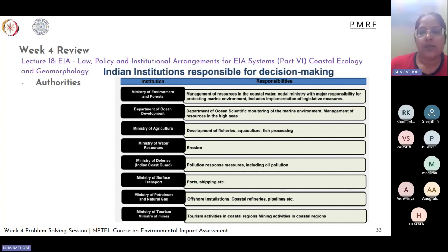These tourism activities and the mining activities in coastal regions again need to be monitored by these respective authorities, and they need to ensure that the requirements and the guidelines are being followed by the different projects and different installations which are happening. Okay, so these are the authorities.